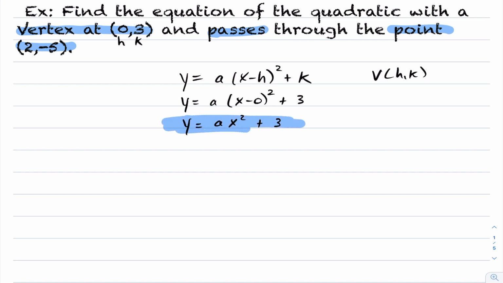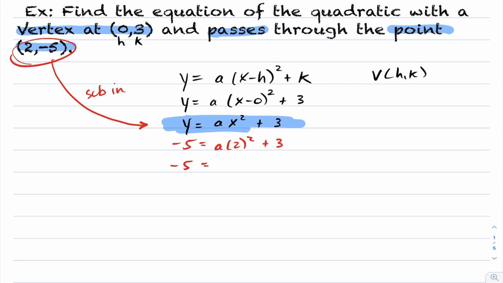I need to find this a value. The only other piece of information they gave us here is that it passes through the point (2, -5), so I'm going to sub that point in. This is a point on the quadratic, so therefore the equation holds. I'm going to let y equal -5 and x equal 2, and then solve. This becomes 4a plus 3. Again, you always put the number in front. We're just solving for a here, so subtract 3 on both sides. Then we can divide across by 4, and I get my a value here is -2.